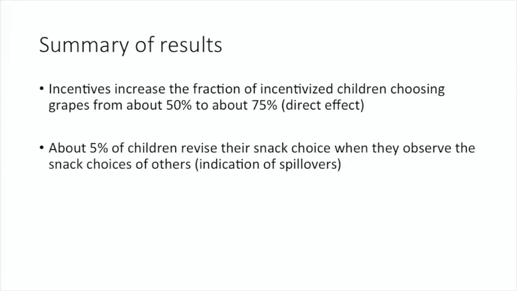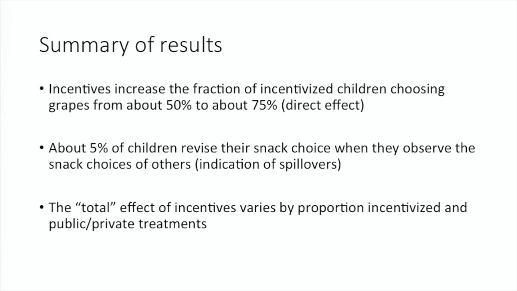So about 5% of kids are revising their snack choice when they observe the snack choices of others. So that indicates that there is some spillover effect. So we see what other kids are doing and I change my mind. And that varies by treatment in different ways. And then the total effect of our incentives, so combining the direct with the spillover, varies by the proportion incentivized and also by the public and private treatment, which suggests that there is some signaling going on, and in particular some signaling from peers that's affecting the decision-making of kids.